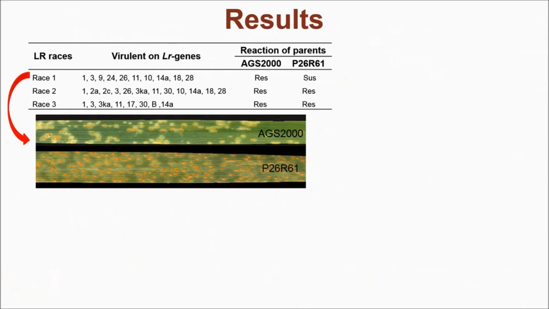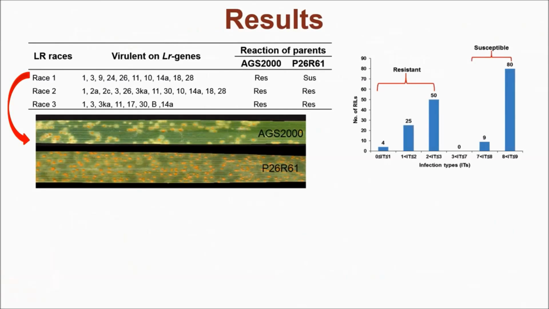So I chose this race and screened my RIL population. I have 175 RILs developed from the cross of these two parents. This graph shows the distribution of the RIL population in each disease category. We see either resistant or susceptible categories, and there is no intermediate reaction. That indicates that there is a single major gene conferring resistance to leaf rust.